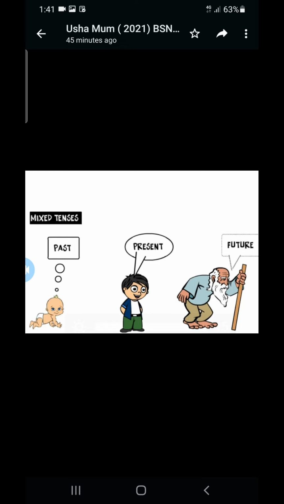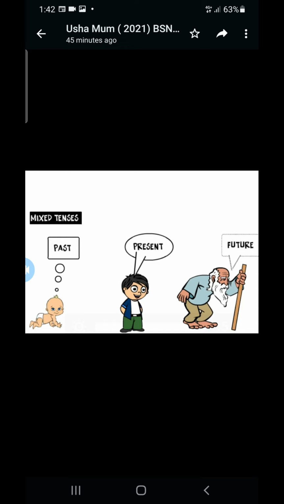Listen, in tenses, there are three main types. First one is present tense. Second one is past tense. Third one is future tense. Here, this image explains about tenses, present, past and future to us very clearly. Look at this image and let's consider ourselves like this.